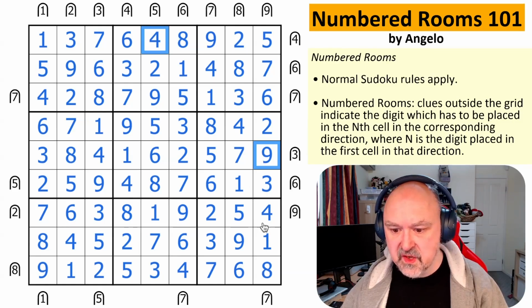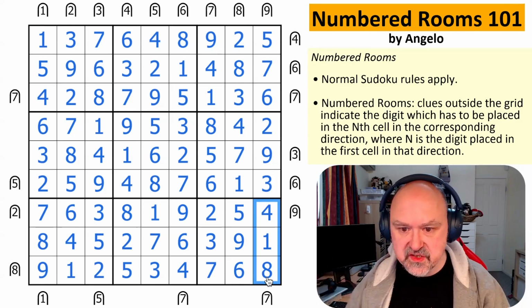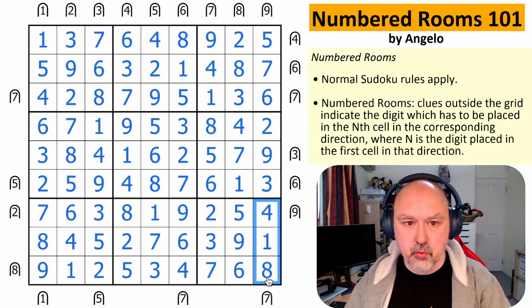Yeah, and of course, when you have a digit in a box, it eliminates all of the possible options for that box, and you can get pressures from multiple directions. That was a very cool puzzle as an intro to numbered rooms.